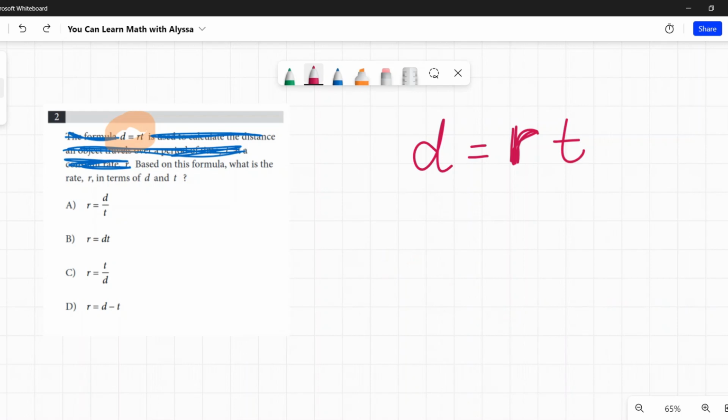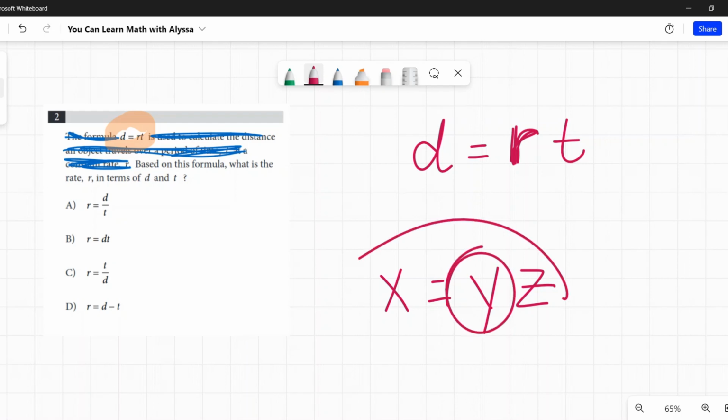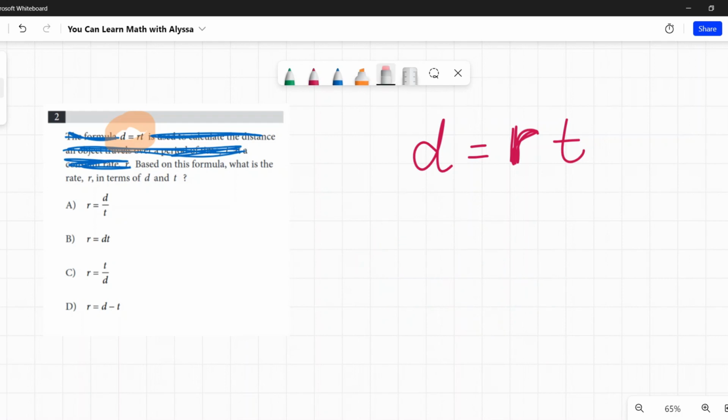Here's another example. If I had X equals Y times Z and I said, what is Y in terms of X and Z? They want you to do your little algebra magic and get Y by itself and everything else over on the other side. That's all it means. Again, all that stuff about D equals RT being used to find distance, that's true, but it doesn't matter here. It matters in other problems. So they want to say, what is R in terms of D and T? The in terms of means those need to be on the other side away from R.